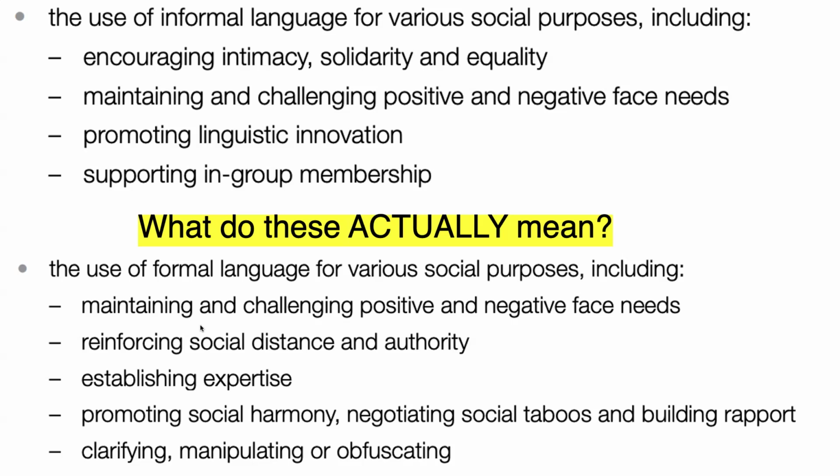Now, of course, we've gone through positive and negative face needs. Reinforcing social distance is essentially a way of reducing rapport, but really you're putting a hard boundary and you're establishing authority, right? Establishing expertise is just proving to the people around you that you're credible, that you're trustworthy, that you're knowledgeable about a certain topic, that you're educated in that field. Social harmony is more about establishing peace on a societal scale. Negotiating social taboos might be things like talking about money or talking about sex. Building rapport as well can happen through formal language, of course.